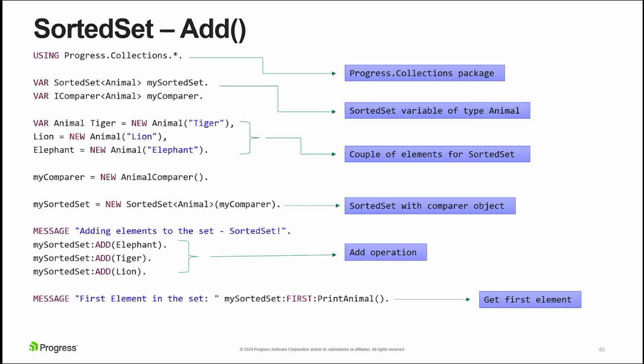An IComparer and a sorted set variable of type Animal are created at the beginning, after which we create a couple of elements, like different animals, that can be added to the sorted set, and create an instance of the sorted set with the comparer object. And as noted above, the comparer plays a key role in the placement of elements in the set, then we add all the elements to the sorted set by performing the add operation.